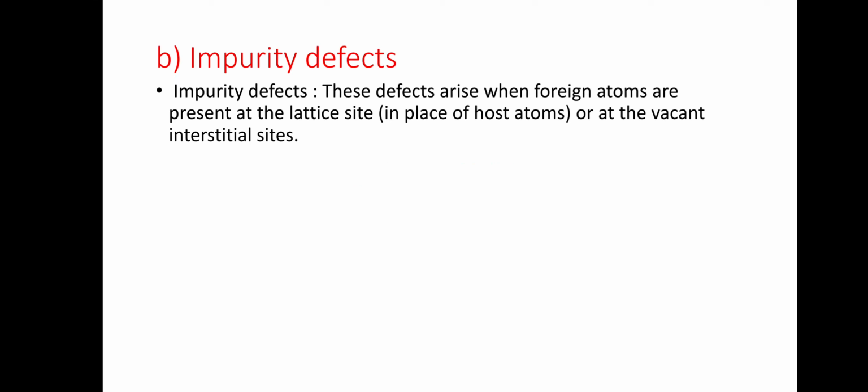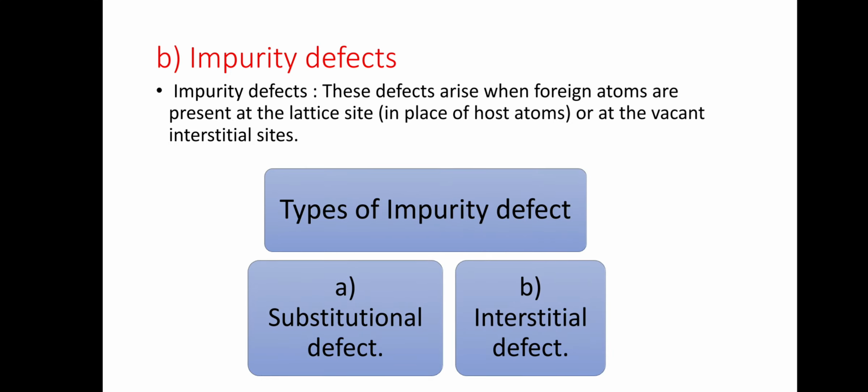Now let us study impurity defects. What are impurity defects? In impurity defects, the defect arises when foreign atoms are present in the lattice site in place of host atoms, or at the vacant interstitial sites. Now this defect arises due to a foreign atom, that is, some other atom. This is further classified into substitutional defect and interstitial defect.